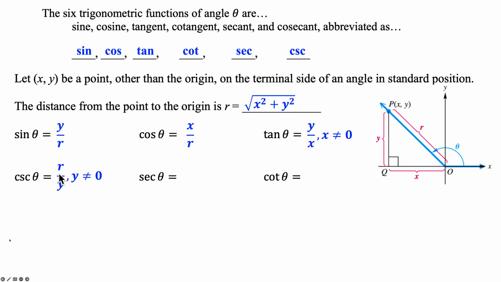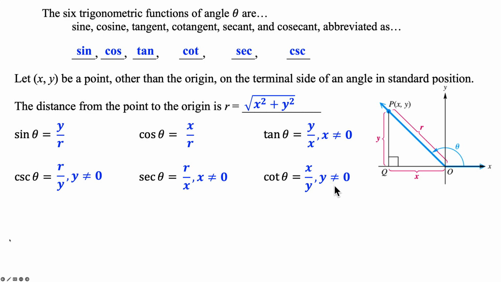Cosecant of theta will be r over y, and since y is in the denominator, y cannot be equal to 0. Secant theta is r over x, and so x can't be in the denominator, just as a 0 in the denominator, just like it was for tangent. And cotangent is x over y, where again y, just like cosecant, can't be 0 in the denominator.